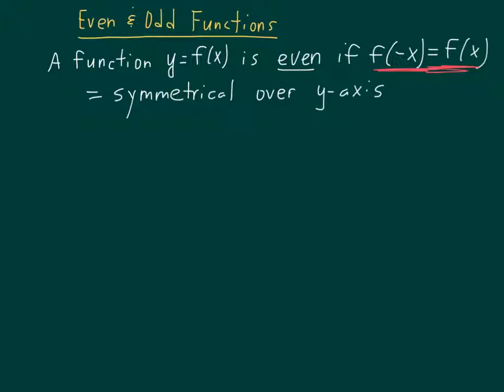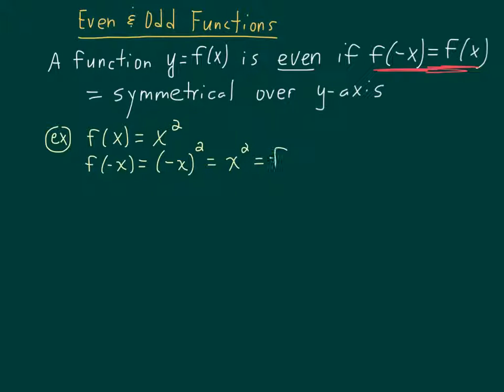So let's take a look at an example here. Here is a very simple example. f of x equals x squared. To determine if this is even or not, we're going to drop in a negative x where we see an x. So if I substitute in negative x where I see an x, notice the result we get is the same as f of x. So this fact up here is true. f of negative x is the same as f of x.